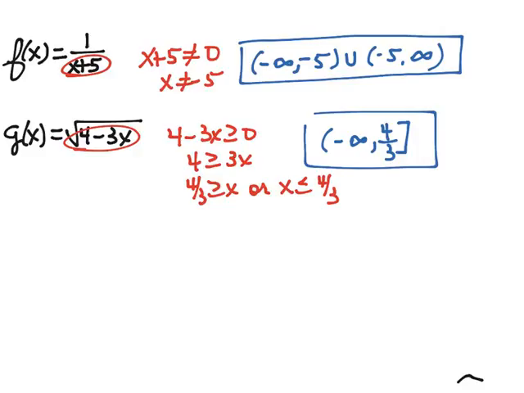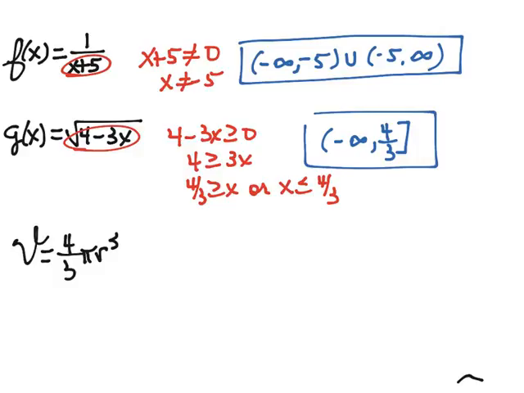The last example is the volume of a sphere. V equals 4/3 pi r cubed. Now we don't have any restrictions on this particular function like we did for the rational function or the square root function. But the restriction that we have on this problem is that it's a real-life problem. We're trying to find the volume of a sphere.